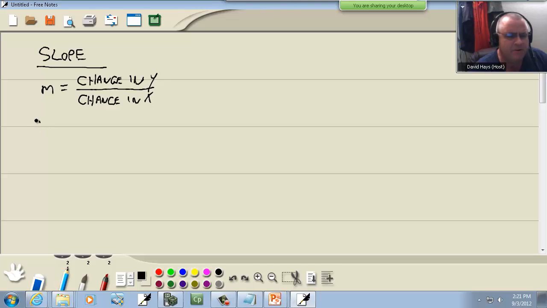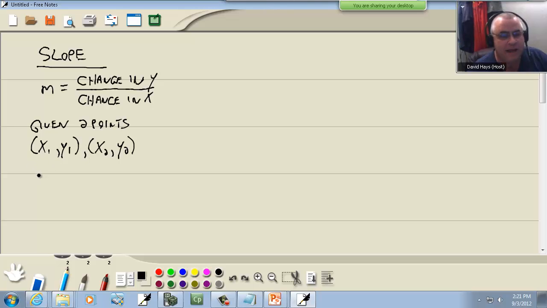Now, if you're given 2 points, x1, y1, and x2, y2, then the slope of the line that goes through those 2 points is given by this formula. m is equal to y2 minus y1 over x2 minus x1.